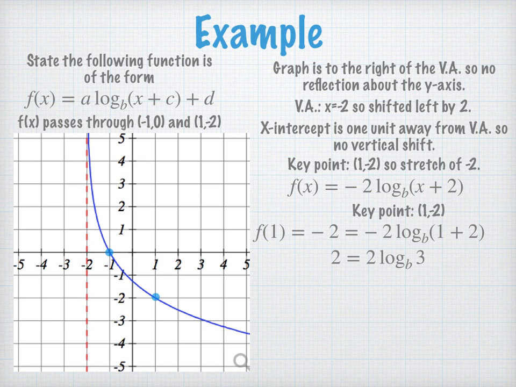Your next step would be trying to get your log isolated. So that means we want to try to get rid of that coefficient of 2. So we divide both sides by 2. We'd have 1 equals log base b of 3.